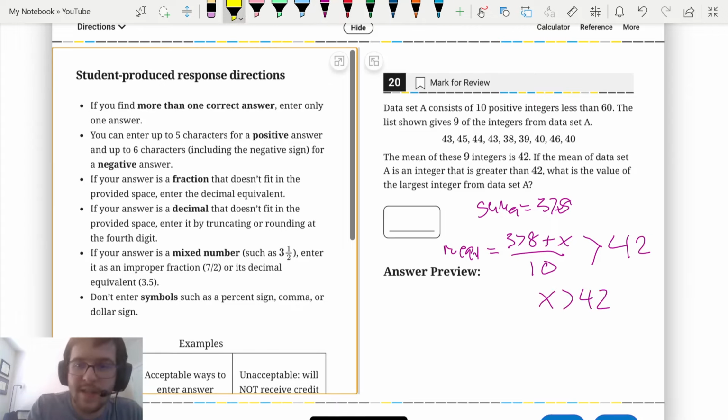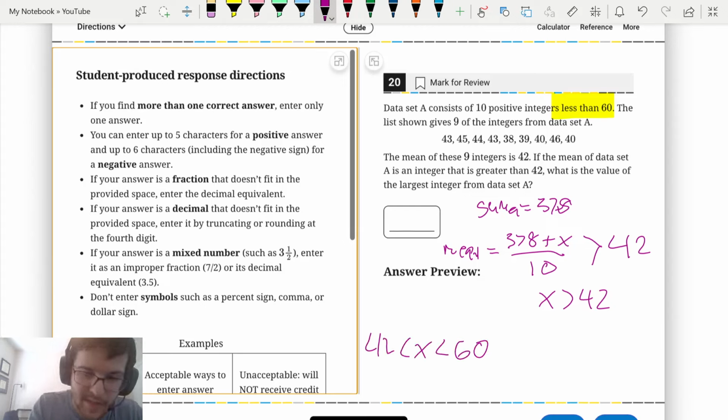Now, it also says that all the integers are less than 60. So x must be between 42 and 60.